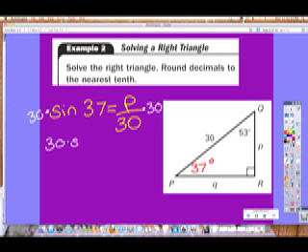Okay, can I get a hand in there? What did you get? Okay, then what'd you get? 18.1. Let me see how many of you got 18.1. Okay, same thing, but let's solve for Q.